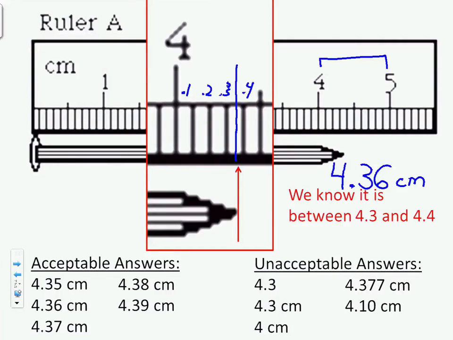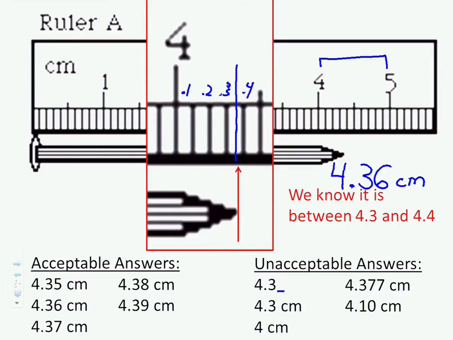Unacceptable answers would include 4.3. Why is 4.3 wrong? Two reasons. It doesn't have the right number of sig figs, all right? Additionally, it's missing the unit, so it's wrong for that reason. It doesn't have centimeters. 4.3 centimeters is wrong because of our sig figs. 4 centimeters is wrong because of sig figs.